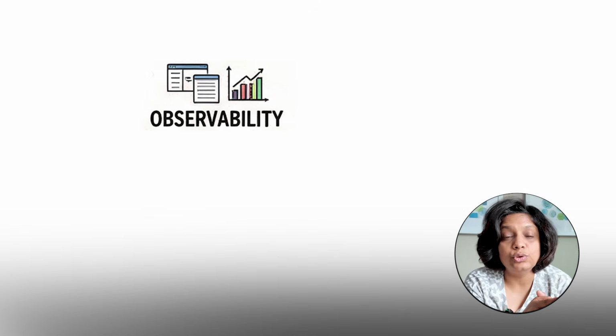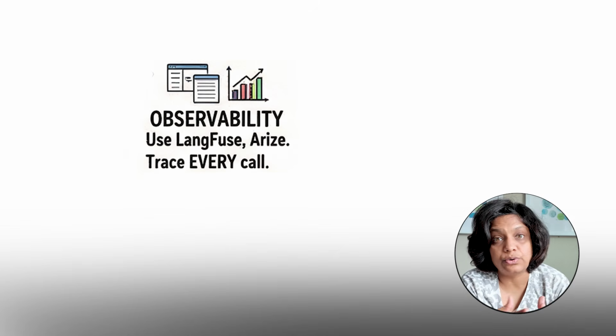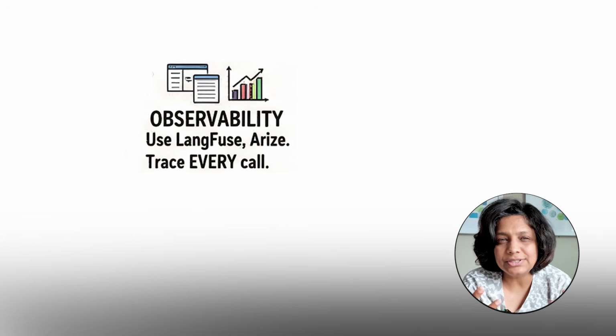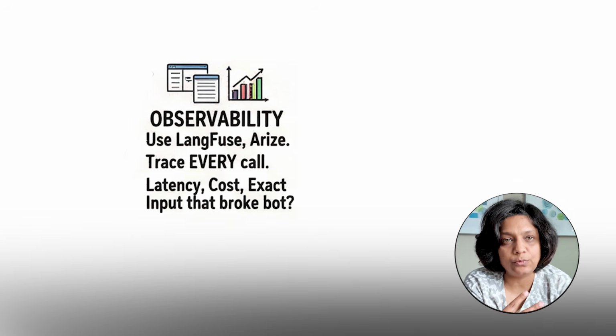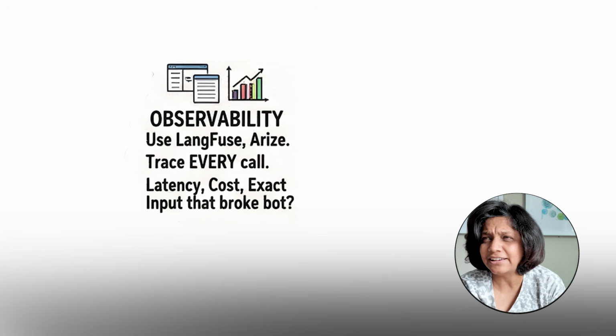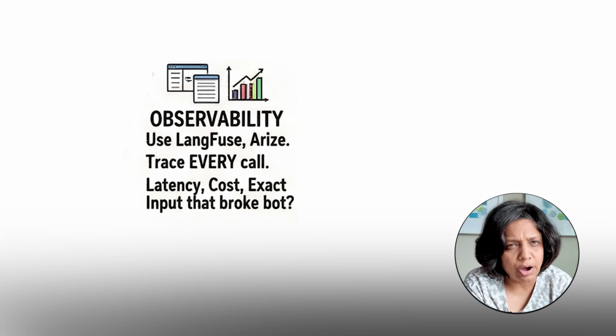Step 4 is production. You cannot just eyeball the outputs. You need data. First is observability. You use tools like Langfuse or Arize. You need to see the trace of every AI call. What was the latency? What was the cost? What was the exact input that broke the bot?